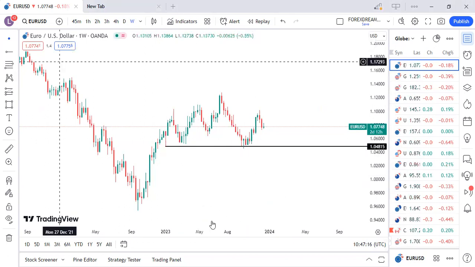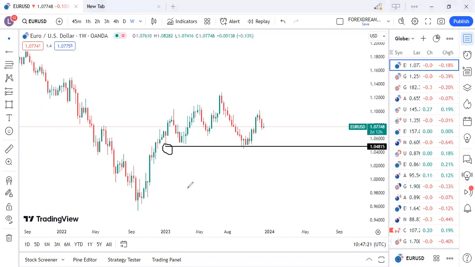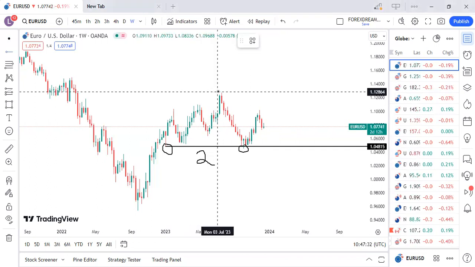You realize that here we do have our support. Here is our first touch on the support. The market came back to the support again. How many touches do we have on the support? Two, specifically. And then above, what is it that you have? We have the resistance. Where is your resistance? It is here specifically.